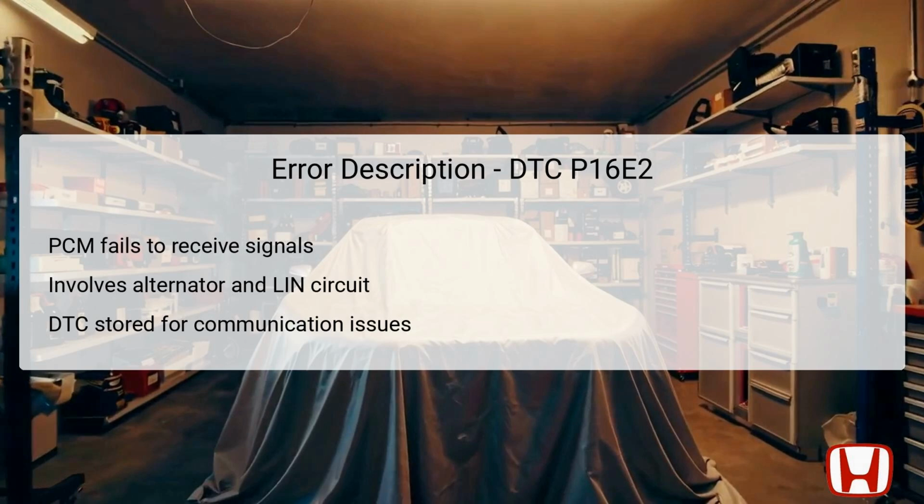A properly functioning alternator sends essential voltage and data signals, which the PCM requires to manage various vehicle functions, including engine performance and battery charging. The location of these components is critical in the troubleshooting process. The alternator resides in the engine compartment, while the PCM is usually found beneath the dashboard. Any issues in this communication line can impede the vehicle's electrical system and trigger this diagnostic code.